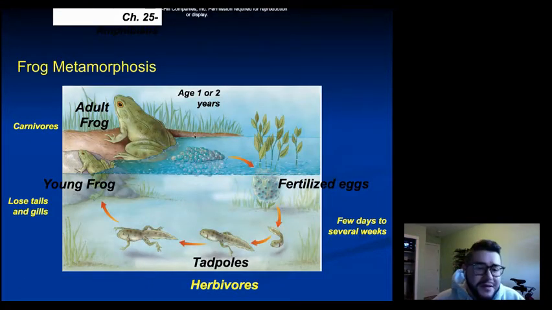Frog metamorphosis, we all know about how frog eggs turn into these little tadpoles, and they stay as tadpoles for usually somewhere between a couple days to a few weeks. And as they go through the progression of life, they start to gain legs, lose their tail, and become young and adult frogs.